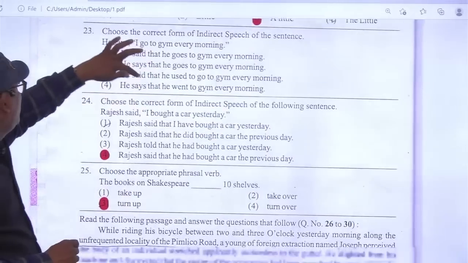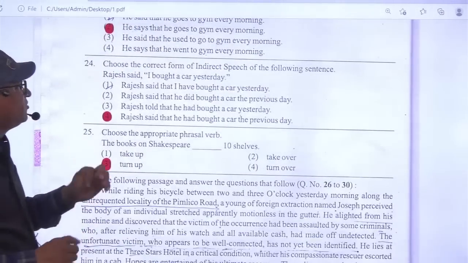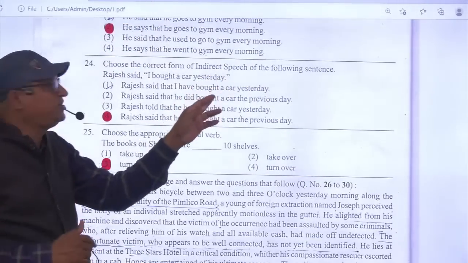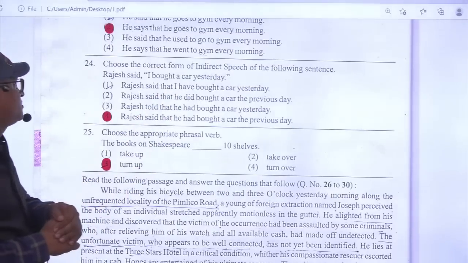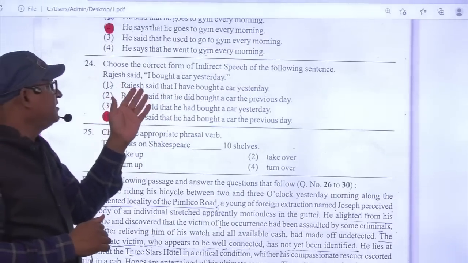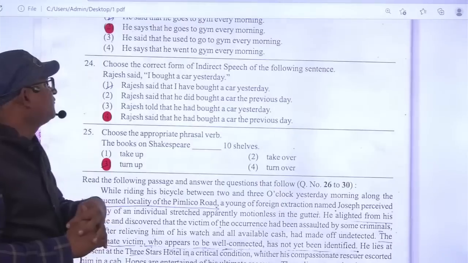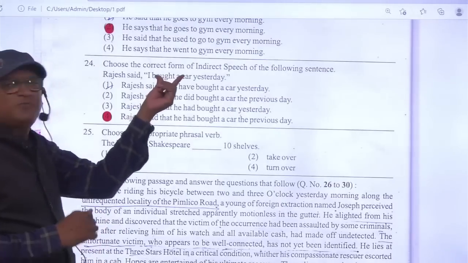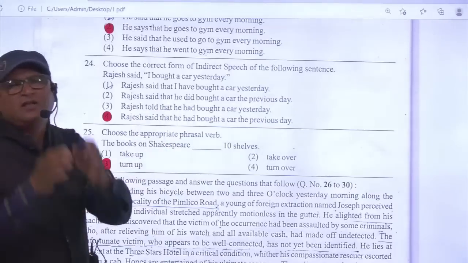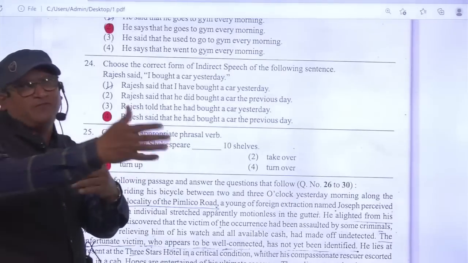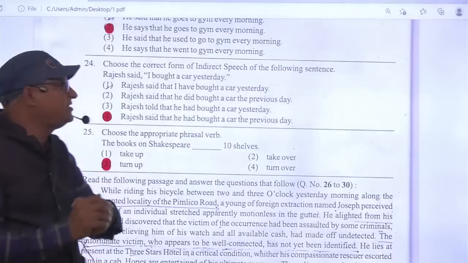Okay, and let's go for question number 22 also. It comes under indirect speech. The question belongs to direct speech, and we have to choose the indirect according to the question. Rajesh said, I bought a car yesterday. Of course, the reported speech was given in the simple past tense. As per the rules of direct and indirect, the simple past tense becomes past perfect tense. That means had plus V3 is required.